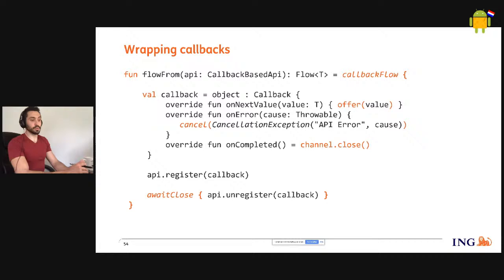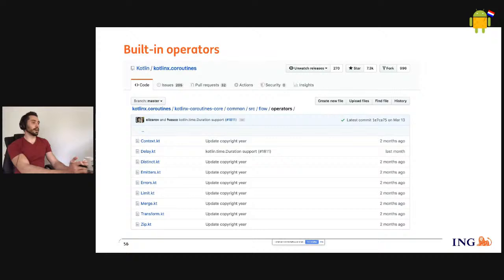Okay, operators. There are a lot of operators. Well, not as many as in RxJava, but there are already quite a few. You can find them all here. But basically, you have map, flatMap, filter, combine, zip, all the operators that you already know from RxJava. Some of them are renamed, but they're very easy to find. But you should basically know there is the flow builder and the collect operator. That's all you need to start writing operators.